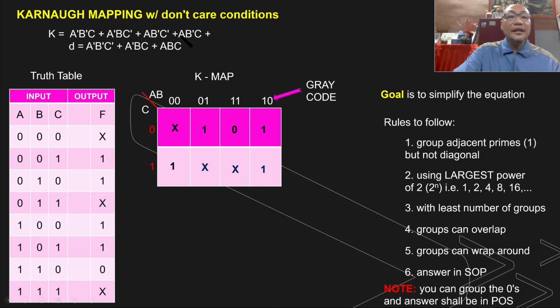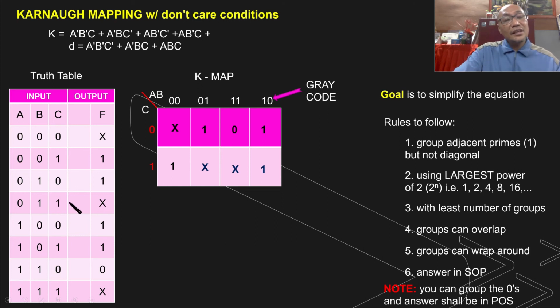And a, b prime, c. That is 1, 0, 1. That is equal to this. Then we have the don't care conditions. That is a prime, b prime, c prime, which is 0. This is a prime, b c, which is equal to 3. Okay, this condition. And a b c, which is equal to 7. And that will be equal to this.